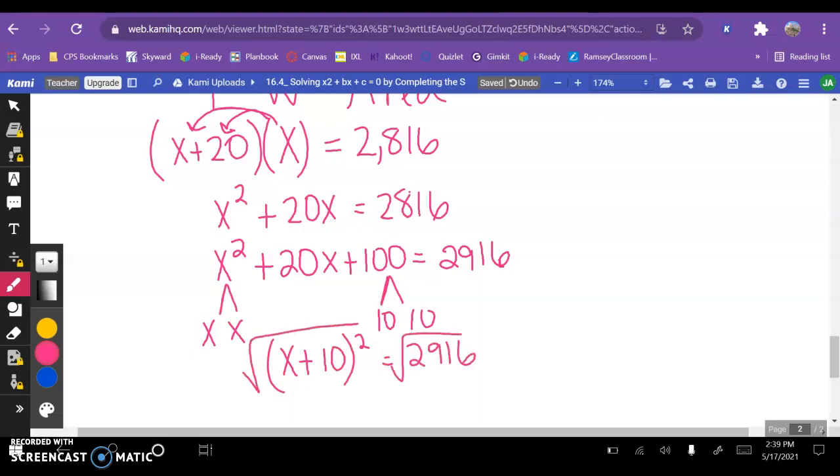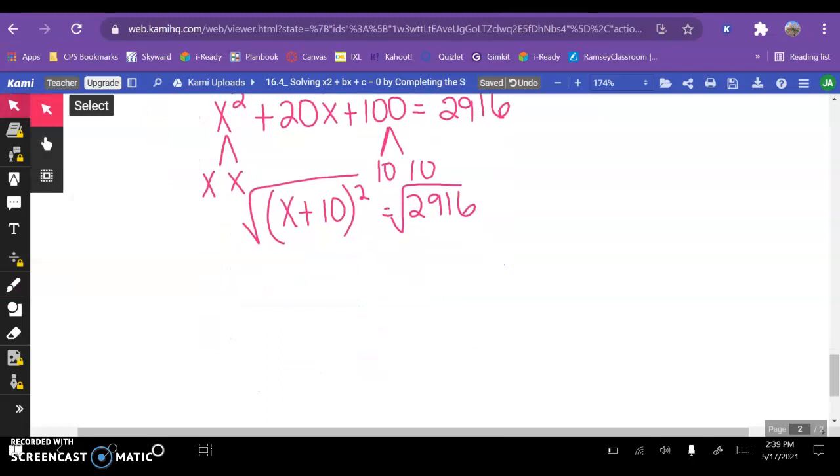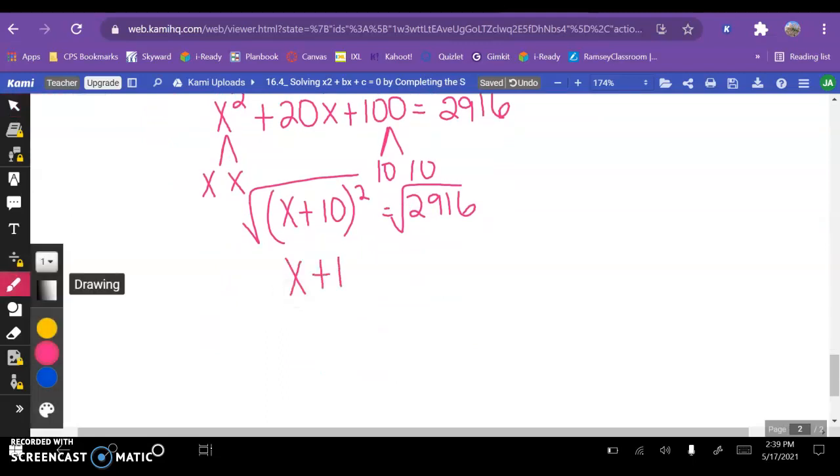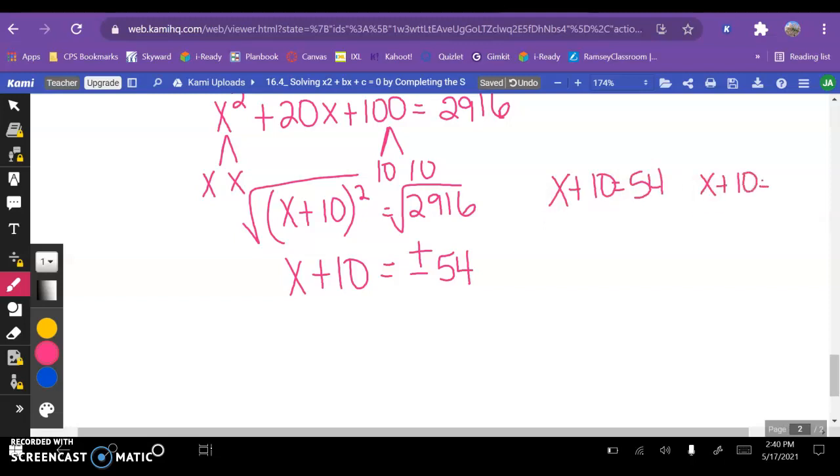Then we have to take the square root of both sides. So we're going to be left with x plus 10 equals positive and negative 54. So two equations, x plus 10 equals positive 54 and x plus 10 equals negative 54. So we're going to subtract 10 here. This would leave us with x equals 44. And we're going to subtract 10 here. That would leave us with x equals negative 64.